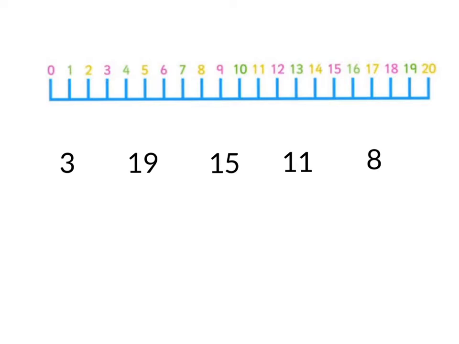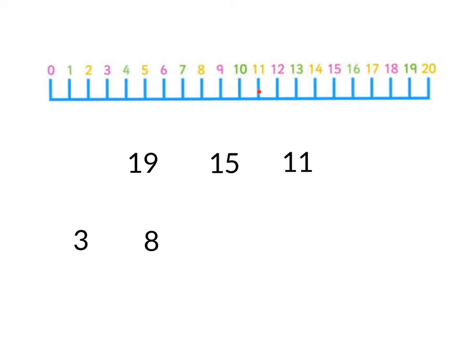The smallest number is the number 3 because that comes first on my number line. Now when I keep looking along my number line, I'm looking for the next number. The next number is the number 8, so that's my next smallest number. Now I'm going to keep looking along the number line.